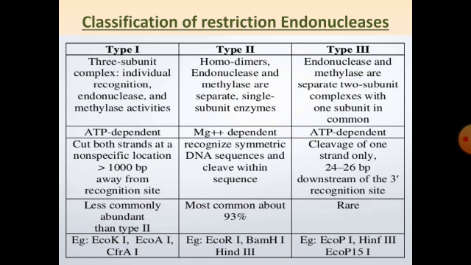Then type 3 restriction endonucleases. Endonuclease and methylase are a separate two subunit complex with one subunit in common. It is an ATP dependent enzyme. It cleaves one strand only. This enzyme cleaves one strand in a DNA molecule 24 to 26 base pairs downstream of the 3' recognition site. It is a very rare type of restriction endonuclease. Examples for this enzyme are EcoP1, HinfIII, then EcoP15.